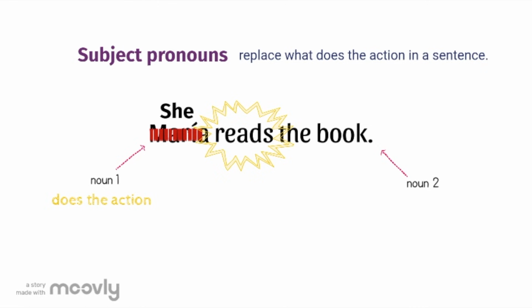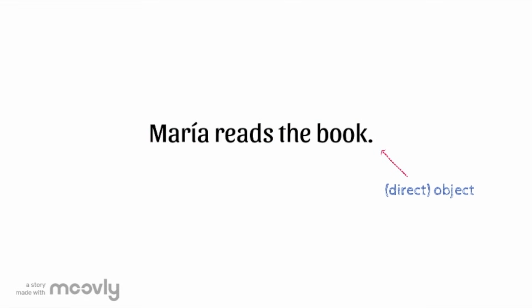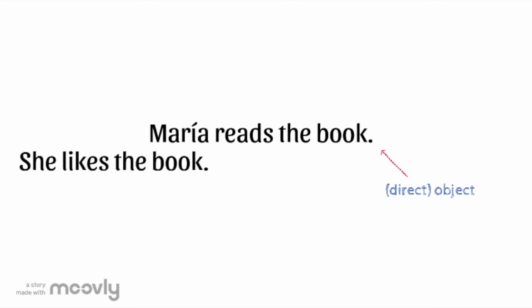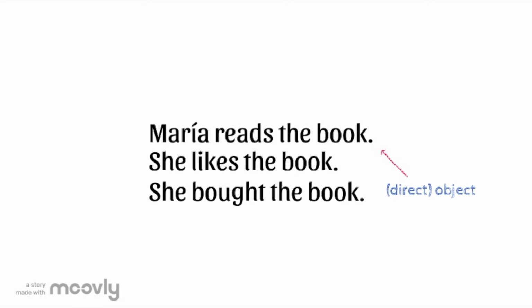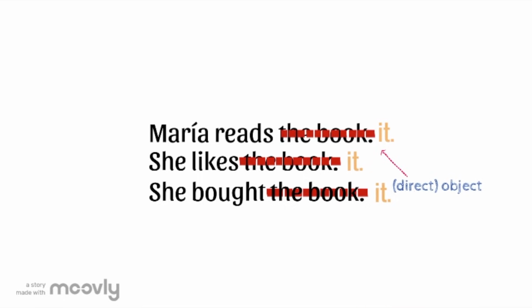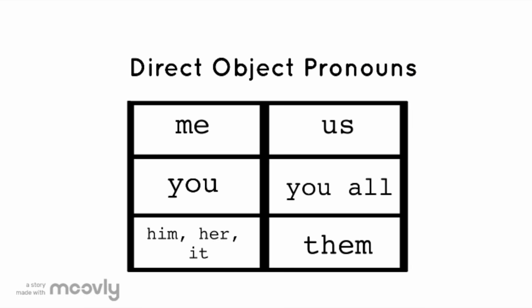But just because the book isn't doing anything in this sentence doesn't mean it can't be replaced by a pronoun. The book is the direct object, and if we don't want to repeat the same word multiple times, like Maria reads the book, but she also likes the book and bought the book at the store, we can replace the book with an object pronoun, in this case, the word it. Since the book is the object, it is the object pronoun. In English, the direct object pronouns are these words.